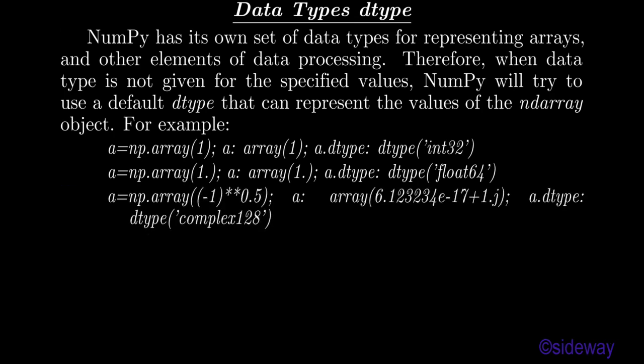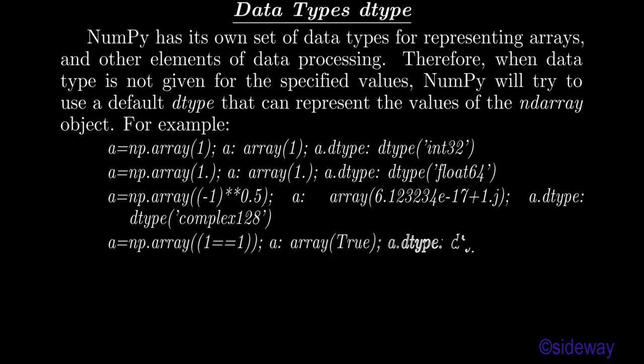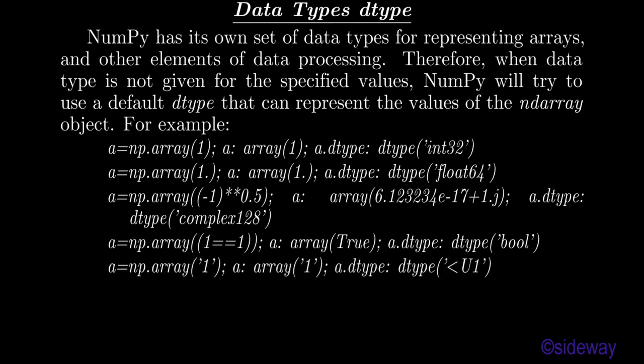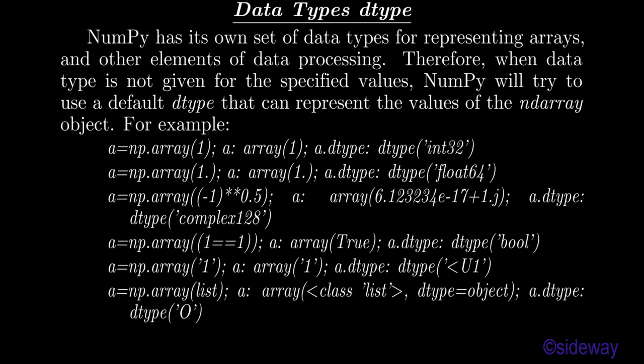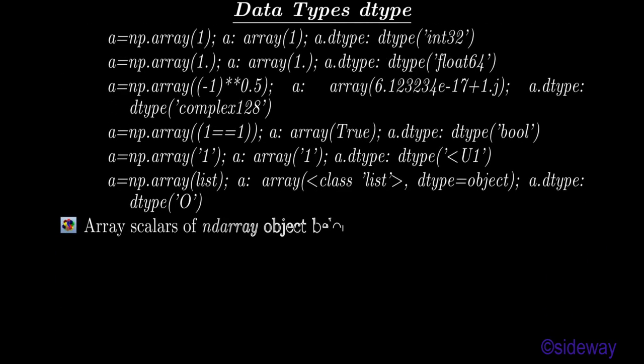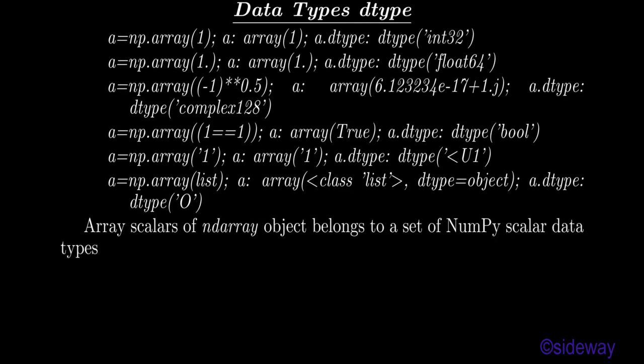a = np.array((-1)**0.5) gives array(6.123234e-17+1.j), a.dtype is complex128. a = np.array(1 == 1) gives array(True), a.dtype is bool. a = np.array(1, dtype='u1'), a.dtype is uint8. a = np.array([], dtype=object), a.dtype is object. Array scalars of ndarray objects belong to a set of NumPy scalar data types.